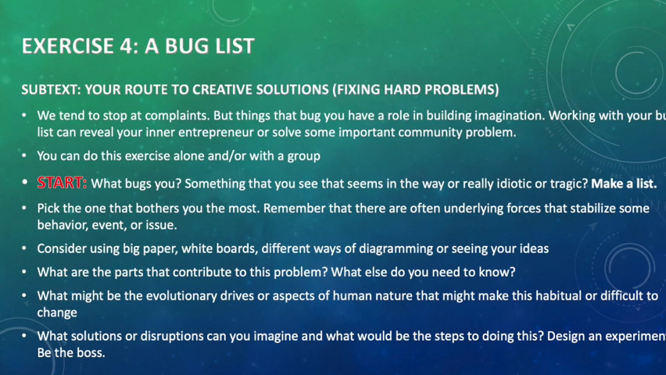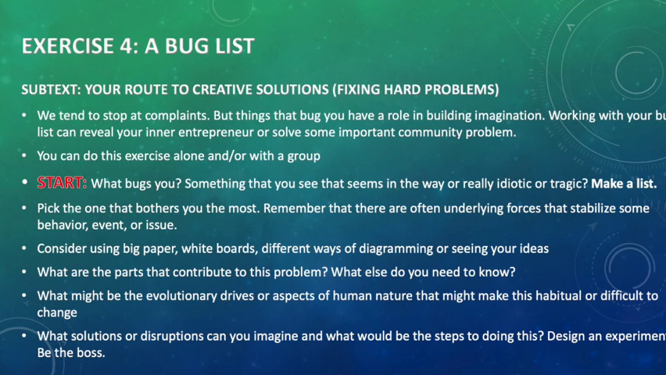You should probably consider using big paper, whiteboards, different ways of diagramming, different ways of communicating, move around. Lots of different perspectives can help begin to loosen or deconvolute these kinds of difficult problems. So what are the parts that contribute to this problem? What stabilizes it? And ask yourself, what else do I need to know?